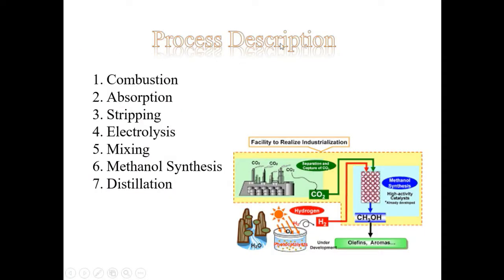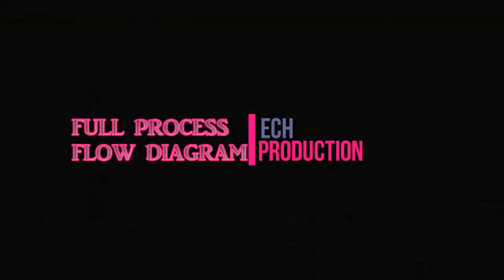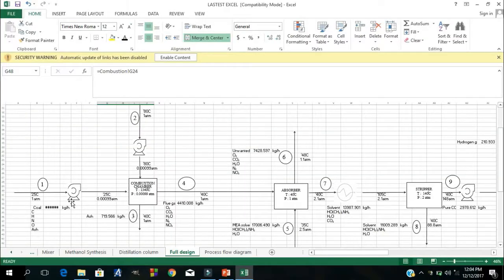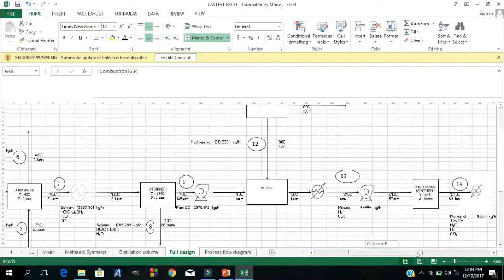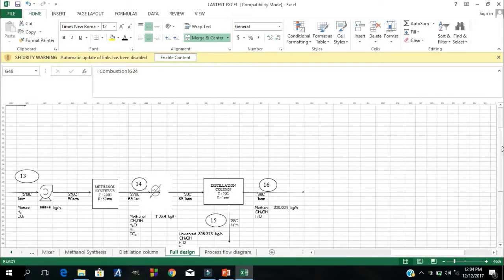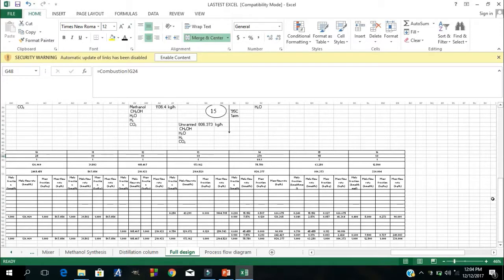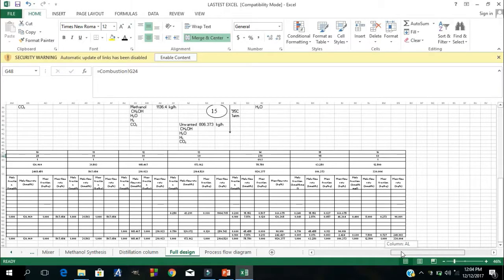Now let us see the process description. The first step is combustion, and then absorption, stripping, electrolysis, mixing, methanol synthesis, and the last one is distillation. This is our process flow diagram, with the table below.